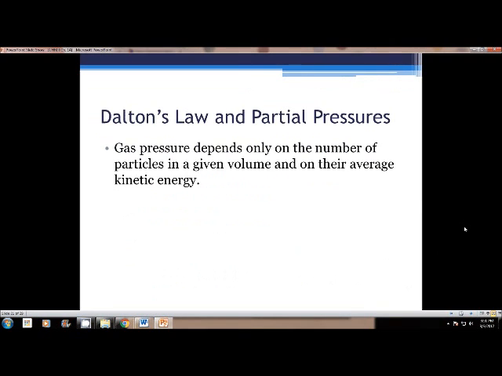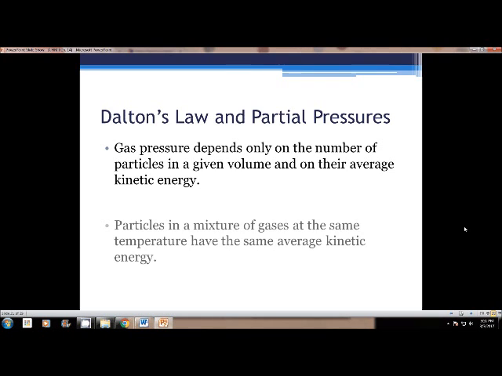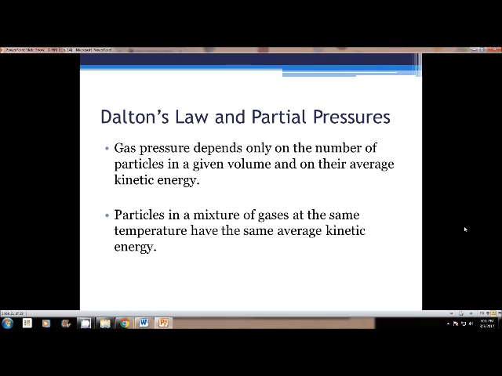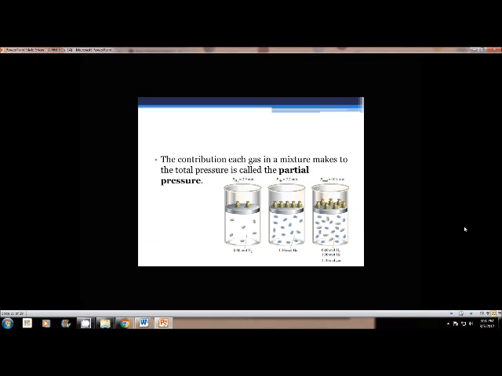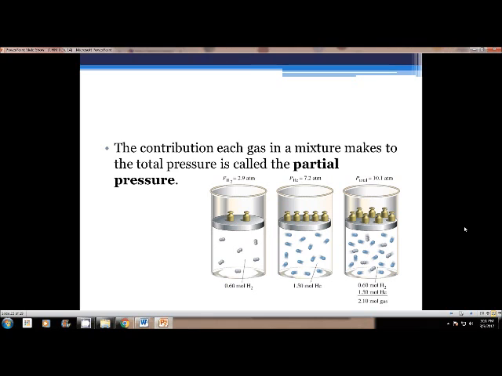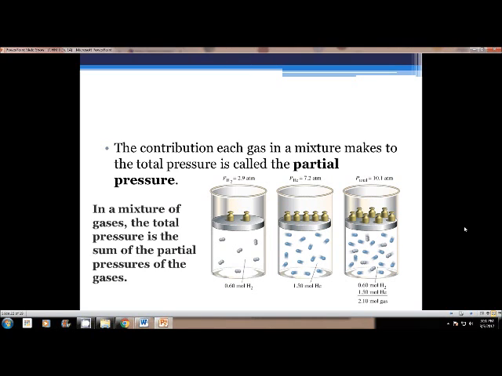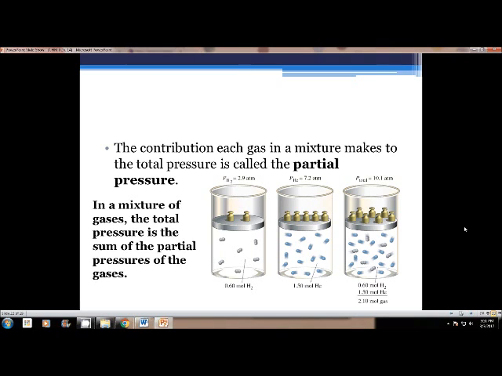So Dalton came up with something when we have a mixture of gases. Gas pressure depends only on the number of particles in the volume and their average kinetic energy. Particles in a mixture that have the same temperature have the same average kinetic energy. They're moving around the same amount. The contribution each gas in a mixture makes to the total pressure is what we call partial pressure. So to find the total pressure, you find the sum of the partial pressures of the gases.